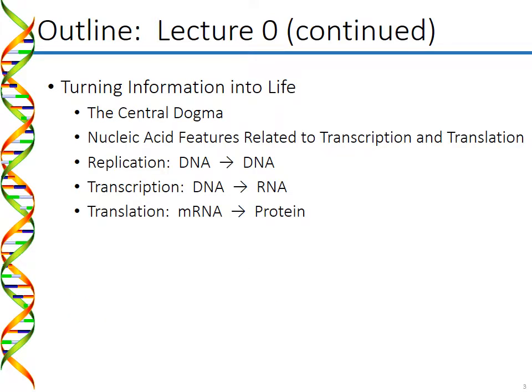Next, we'll take a look at how all that information encoded in the DNA gets turned into life. And so we'll start off looking at the central dogma. Then we will examine nucleic acid features related to transcription and translation. And then we'll take a look at the three critical processes of replication, transcription, and translation.